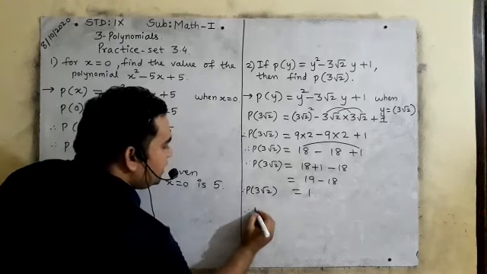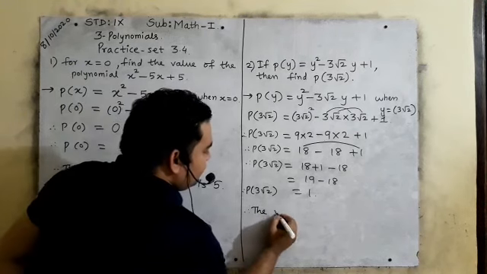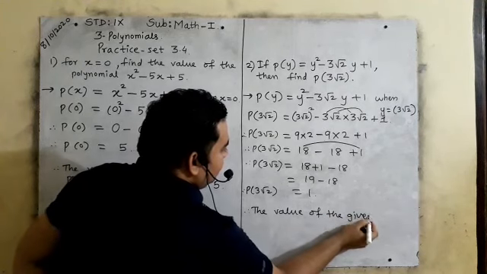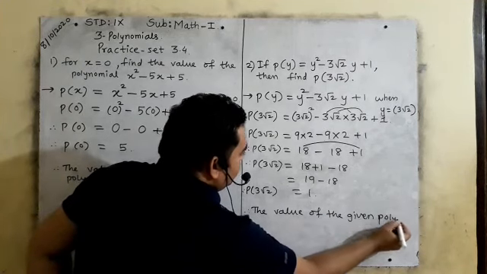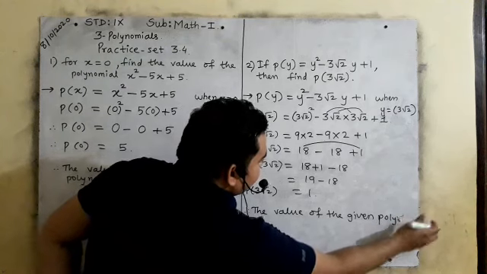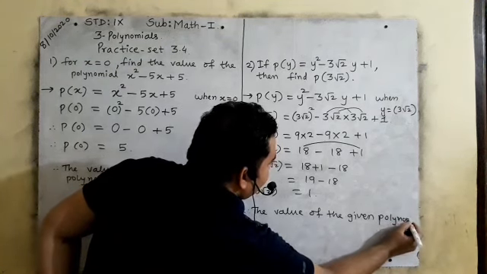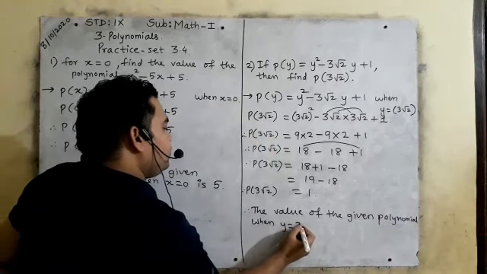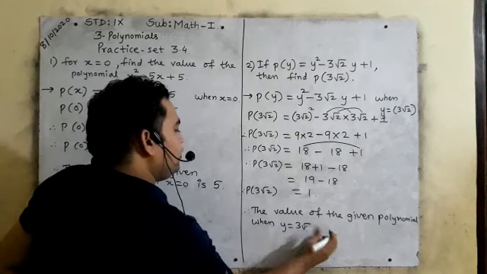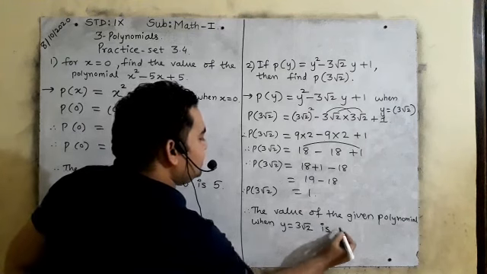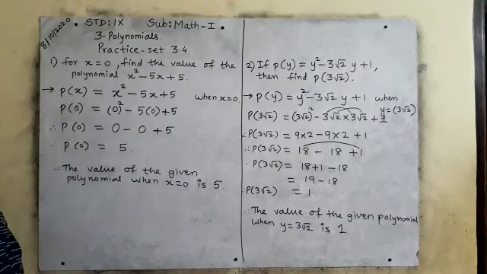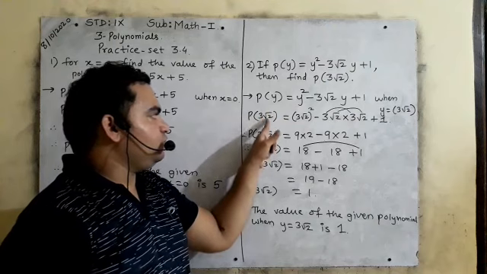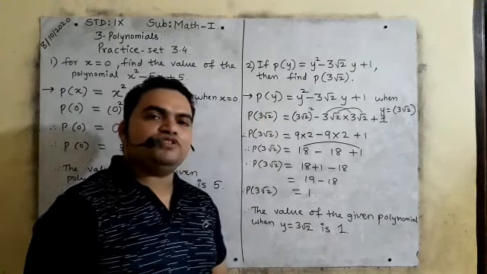So at last you will write: the value of the given polynomial when y is equal to 3 root 2 is 1. This is how we have to solve. Here we will use 0 in the place of x. Here at the place of y we will use 3 root 2. Is it clear? This is how we have to solve.